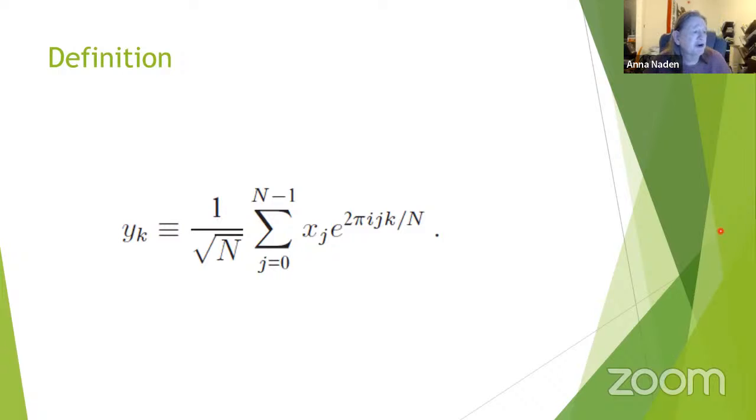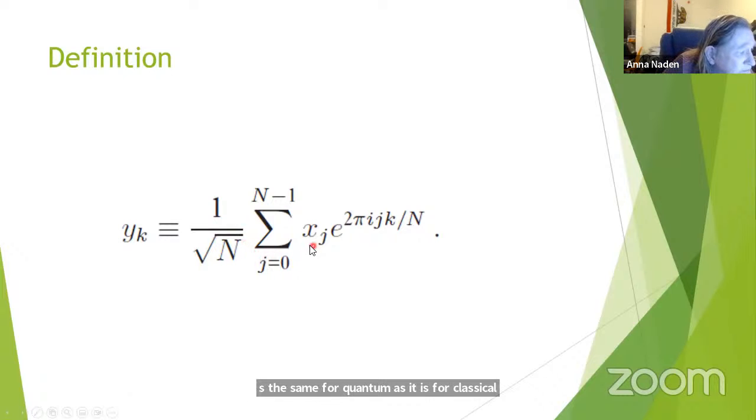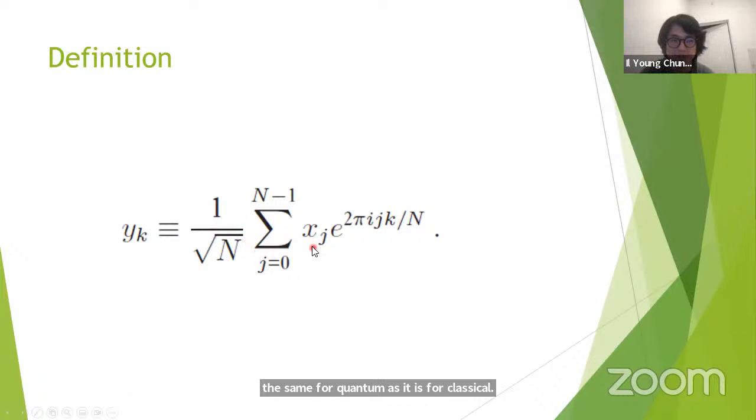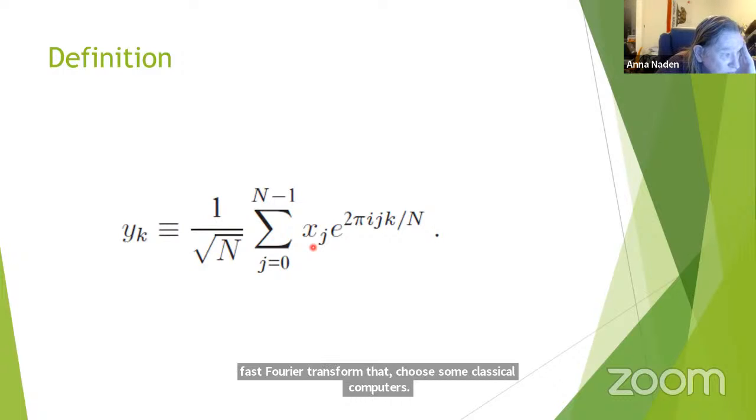This is the definition of the Fourier transform. And it's the same for quantum as it is for classical. But would you ever have to apply the Fourier transform on a classical computer? No, you wouldn't. The math you use to define the circuit is the same as the math that's used to derive the fast Fourier transform that's used on classical computers. The algebra is the same. That's why I'm bringing it in. Sure.